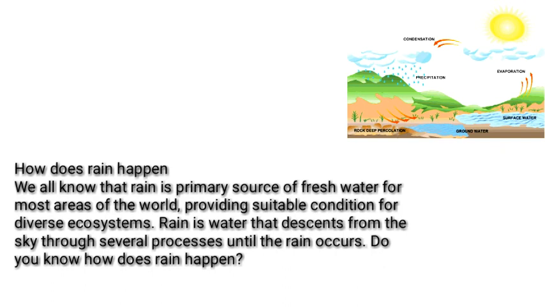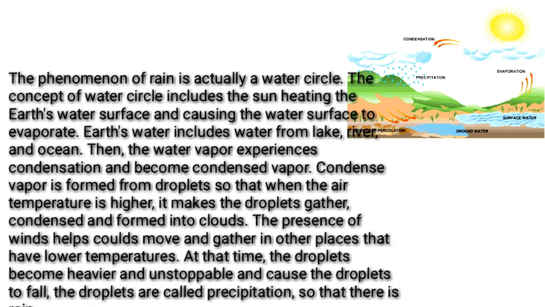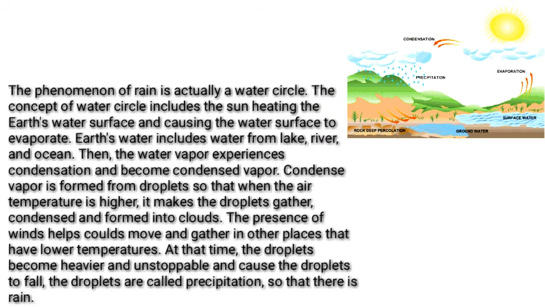The example of explanation text is titled How Does Rain Happen? The first paragraph is called General Statement. We all know that rain is the primary source of fresh water for most areas of the world, providing suitable conditions for diverse ecosystems. Rain is water that descends from the sky through several processes until rain occurs. Do you know how rain happens? The second paragraph is called Sequence of Explanation.